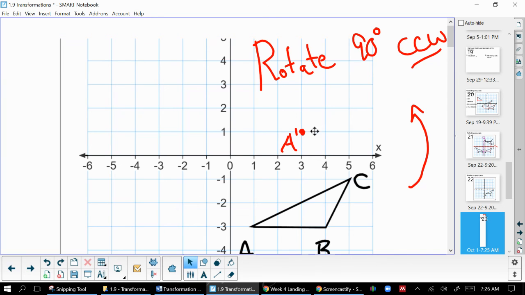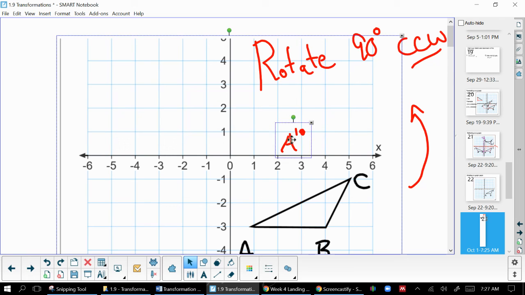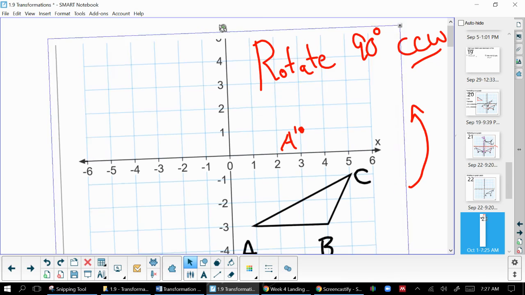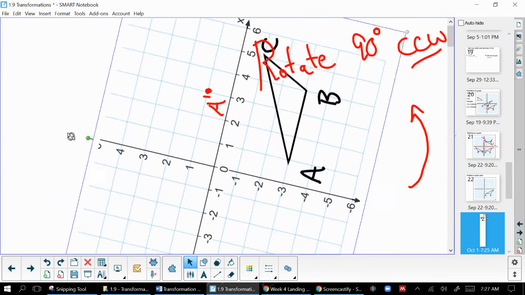Now on mine, it's just going to stay there because it's not actually attached to the paper. Actually, I could make it attached to the paper. Why not? Okay, so now it's attached to the paper. So now I turn it back around, and let's do B next.